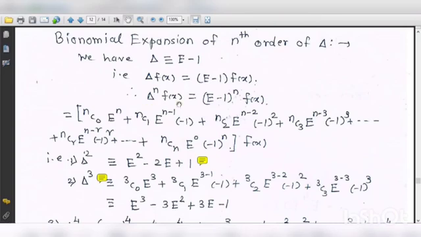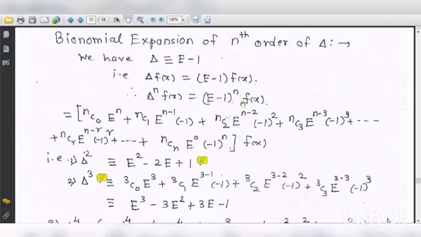So delta raised to n applied on f(x) is equivalent to (E minus 1) raised to n applied on f(x). Now if n equals 2, then immediately we can find (E minus 1) squared. If n equals 3, immediately we can obtain the third power, because we are aware of the expansion of (a plus b) squared, which is a squared plus 2ab plus b squared, as well as (a plus b) cubed, which is a cubed plus 3a squared b plus 3ab squared plus b cubed. So up to n equals 2 and 3, we can immediately write it down.